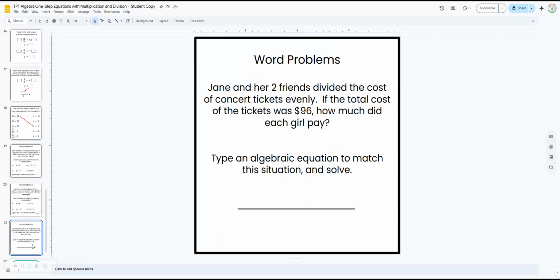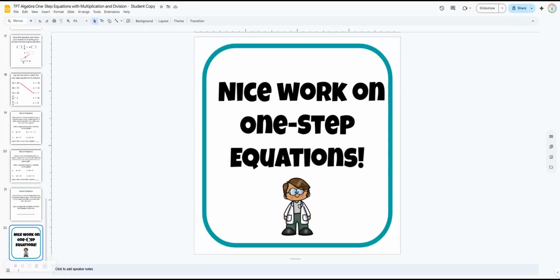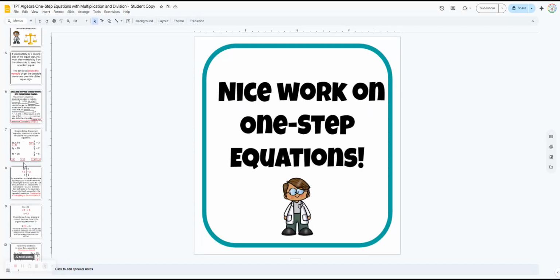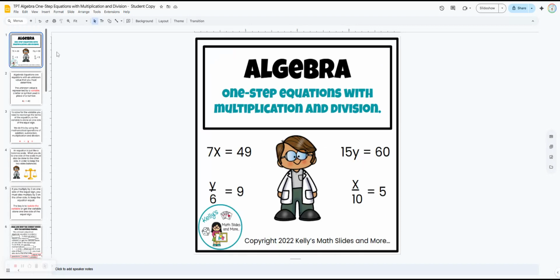And then after they've gotten a little bit of practice there, now they're going to come up with their own algebraic equation to match this word problem. And they get a little nice work at the end. So this is one-step equations using multiplication and division.